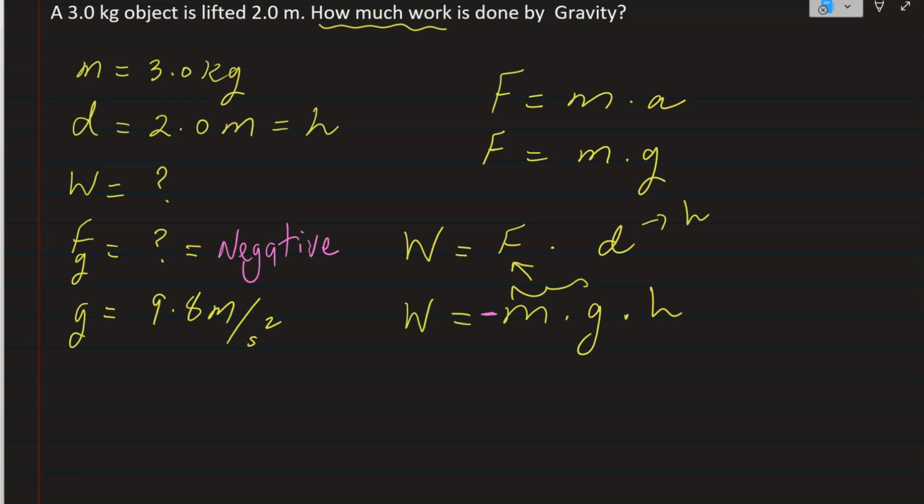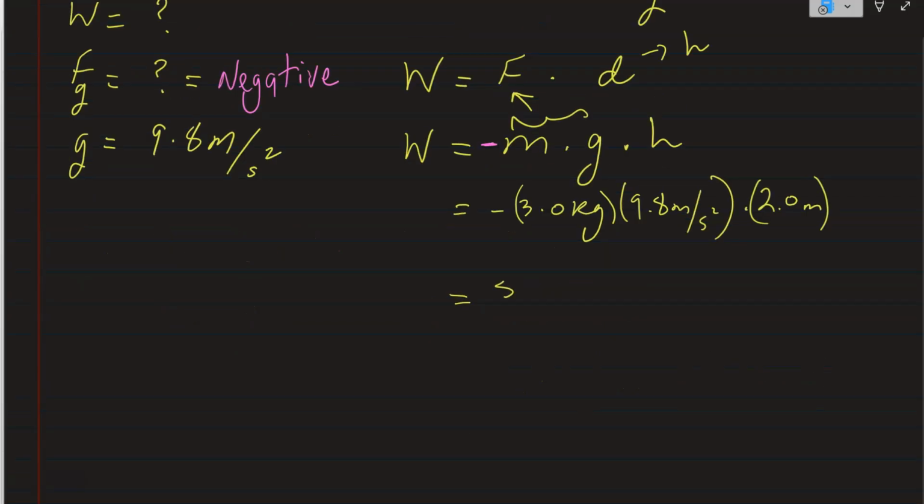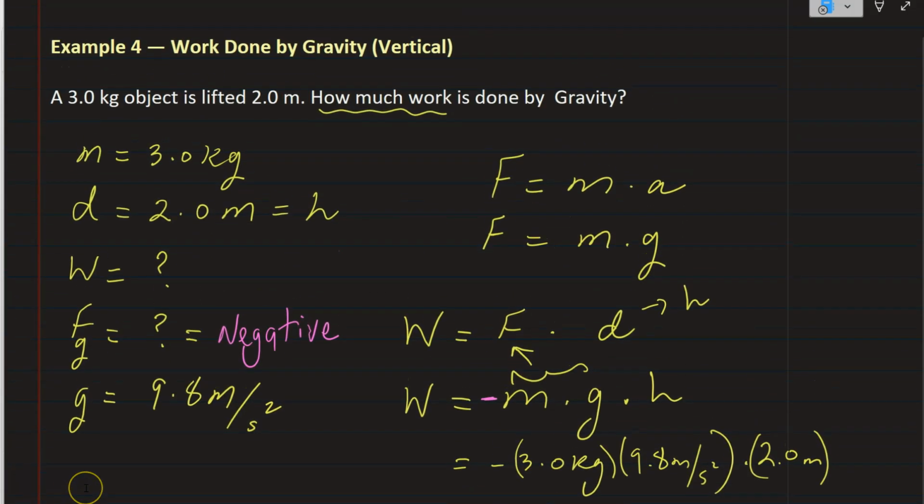So now we're gonna go ahead and plug numbers in, okay? And let's see how much work is done by gravity. So we have negative 3.0 kg, we have 9.8 meters per second squared, and we have the distance or the height displacement is 2.0 meters. You multiply them all together and you'll get 58.8 joules, and that is negative, okay? That's how much work is being done by gravity.